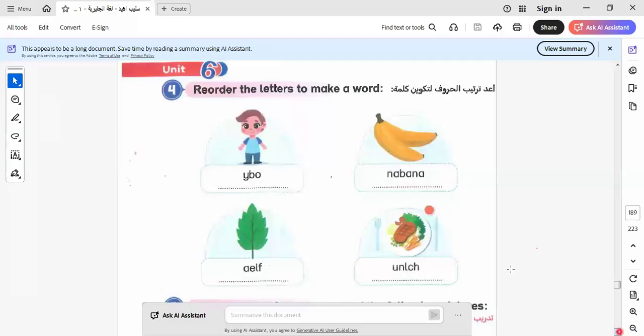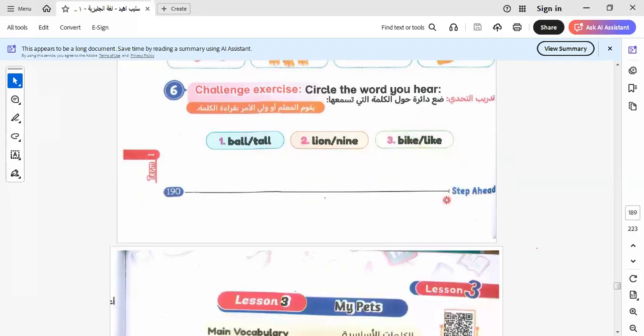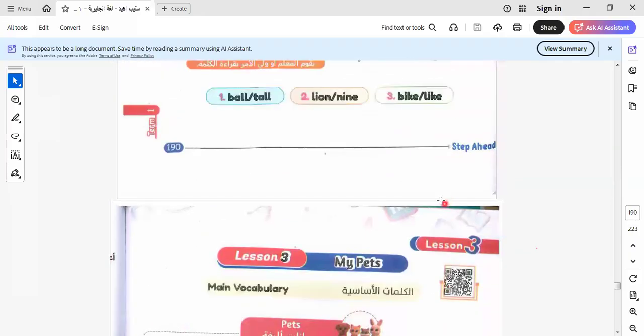Okay, let's go to another one here. Here we say ball and tall. Here is lion and nine. Here is the same sound. We have ball and tall, lion and nine, bike and like. This is the same sound. So I stop here in lesson 2.